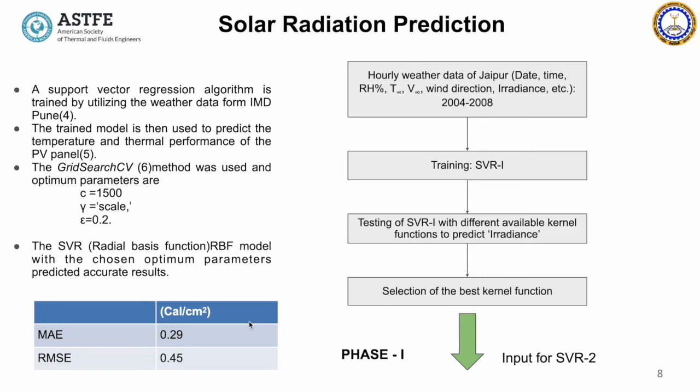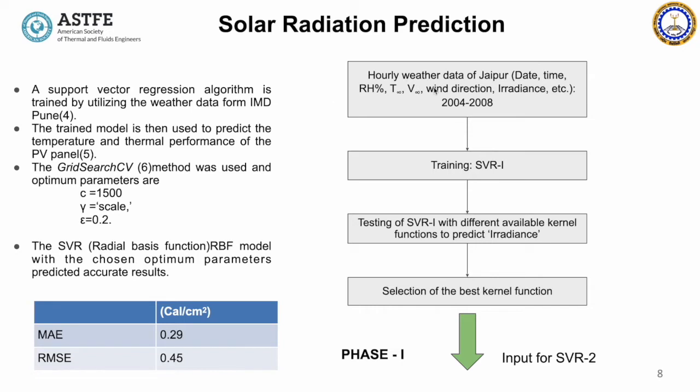Solar radiation prediction. These are the detailed steps of solar radiation prediction. The data was first collected from IMD, from 2004 to 2008. In that data we have date, time, humidity, ambient temperature, wind velocity, wind direction, and irradiance.